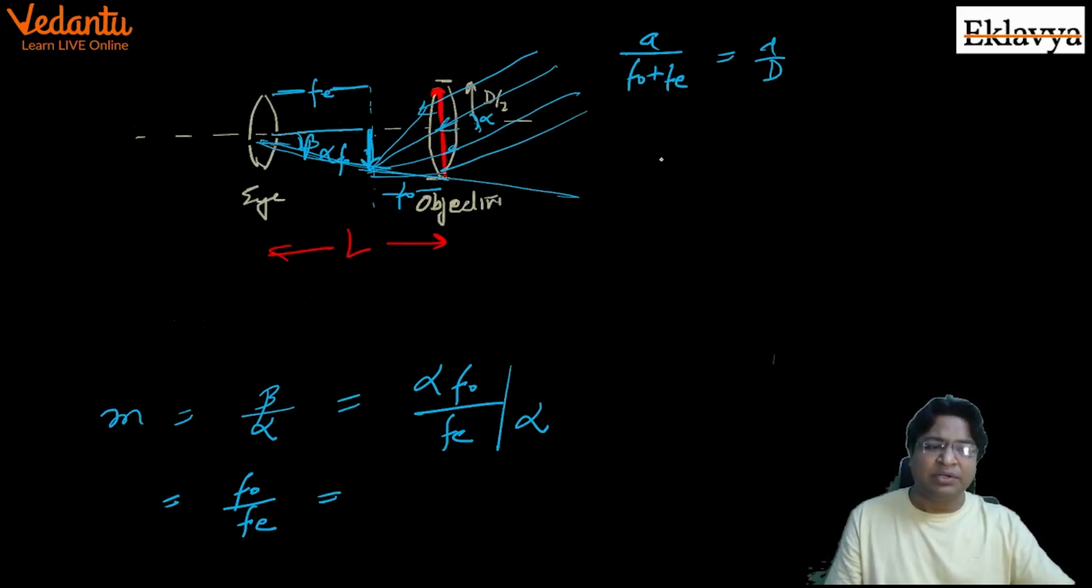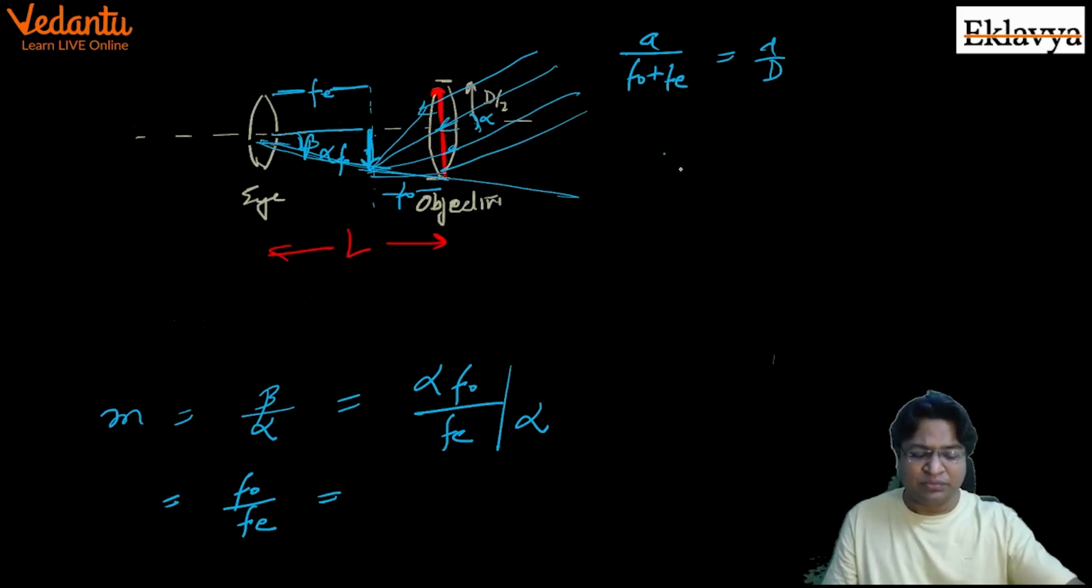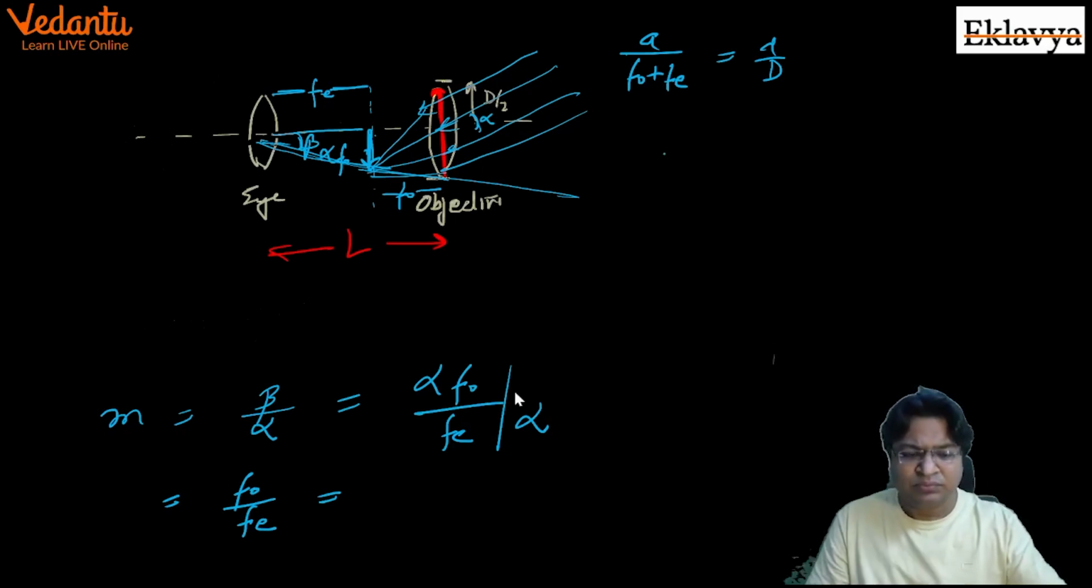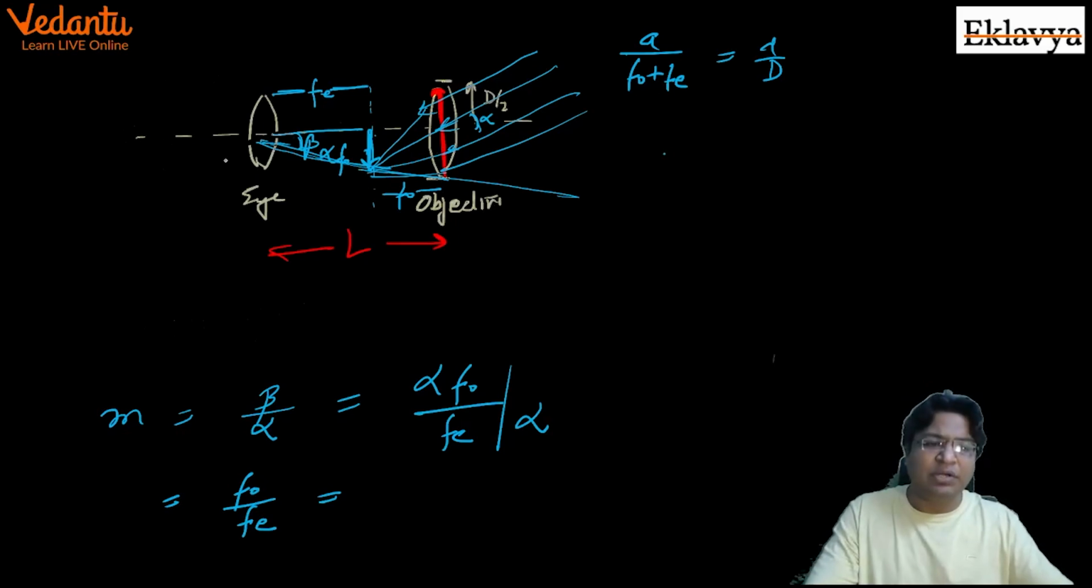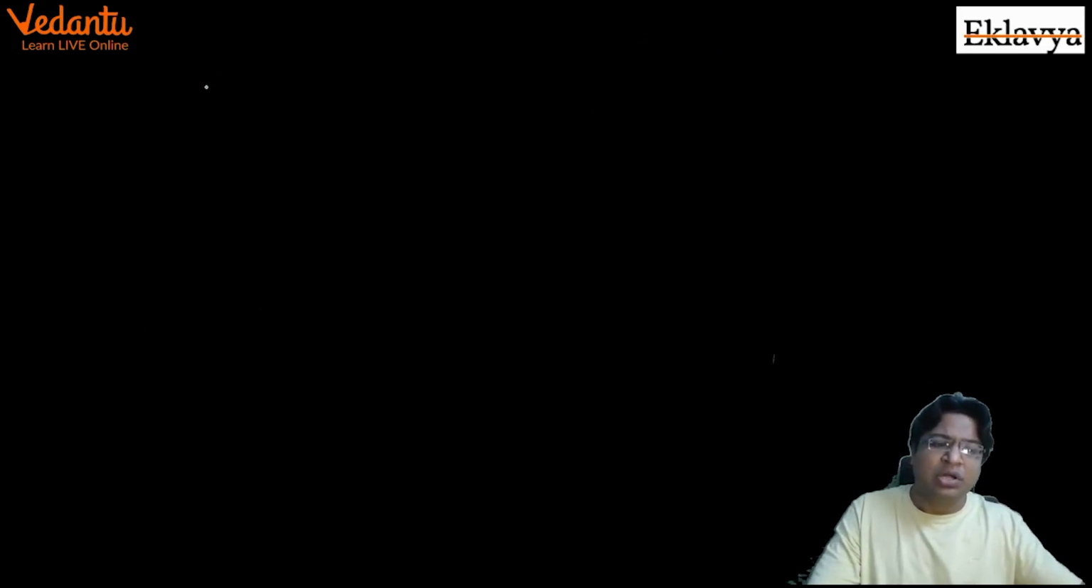We want to know f naught by Fe, and we want to know that in terms of the diameters. So A is what? So we will write a lens formula using the mount as the object. So we will write 1 by V minus 1 by U equal to 1 by Fe.